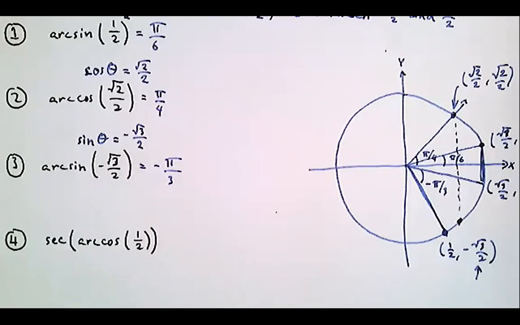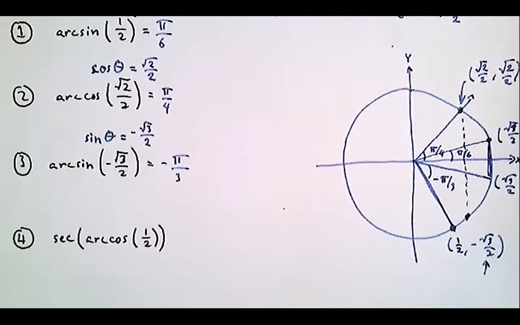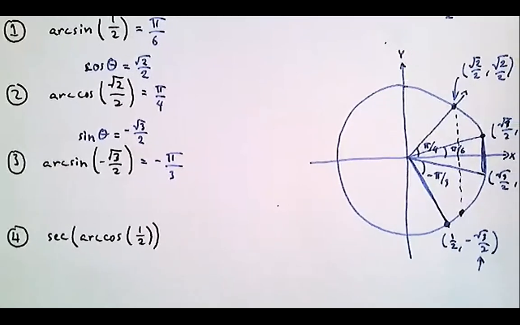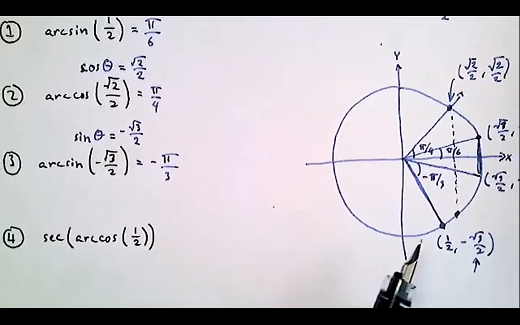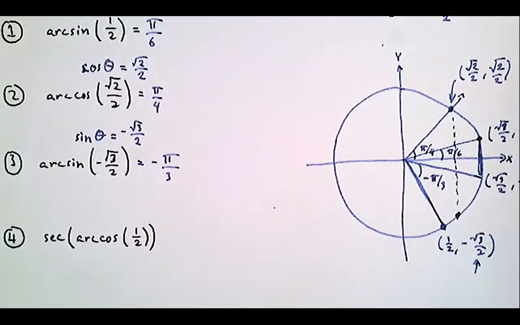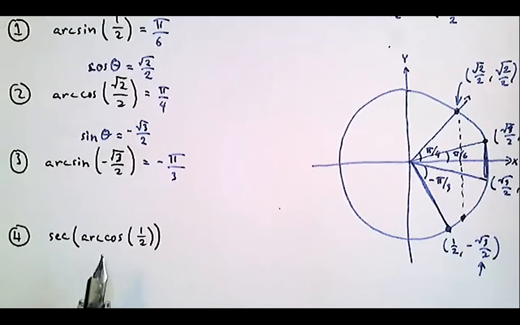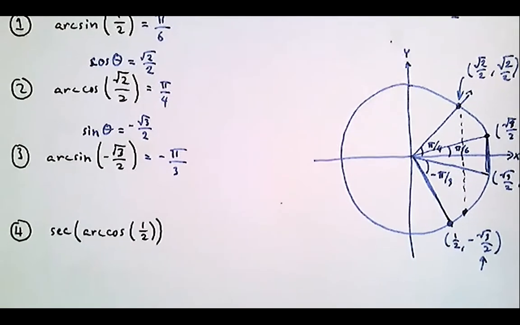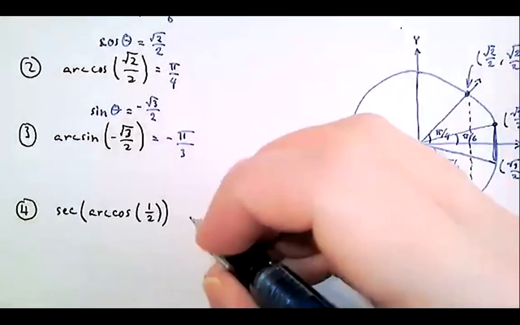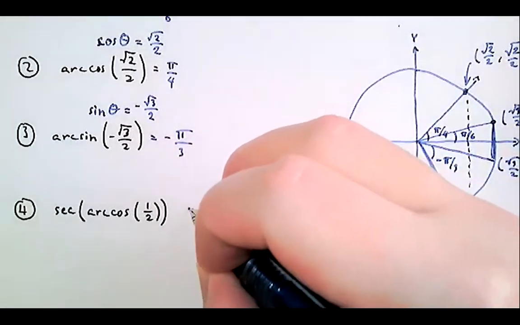Okay. The next one is a little bit more tricky. It's not just a unit circle question. You don't just have to remember values, because now we have an arc cosine being plugged into a different trig function, plugged into a secant. And what we're going to do is, well, something you might call a triangle method in order to figure this out.